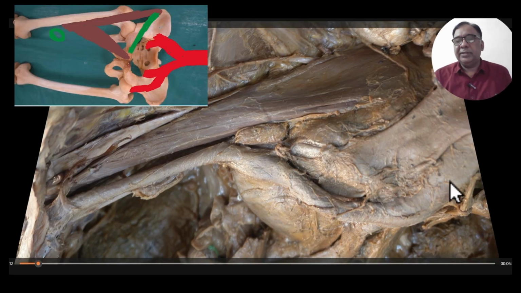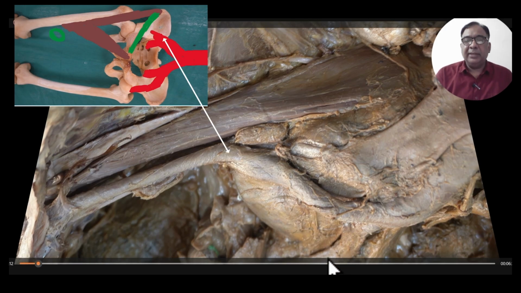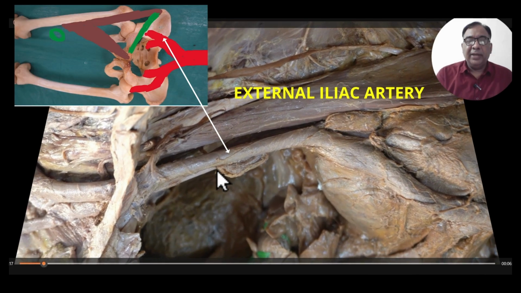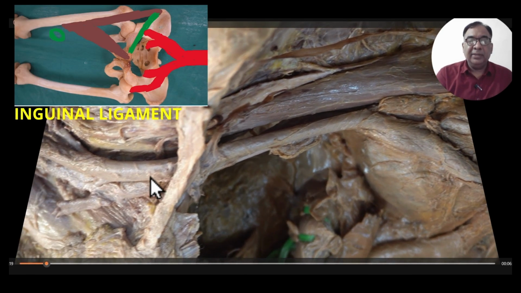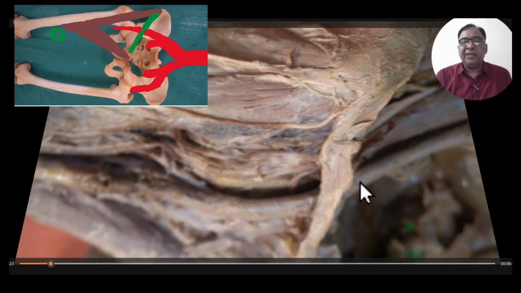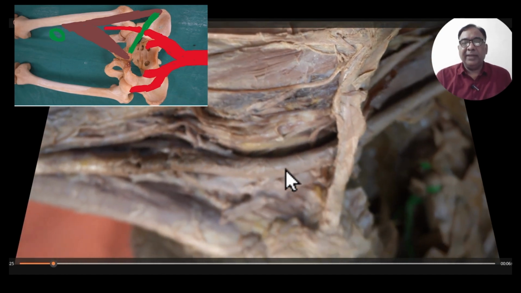In this video you can see this is right common iliac artery. It divides in two branches. This is external iliac artery and this is internal iliac artery. External iliac artery runs downward, forward and reaches the inguinal ligament. This is inguinal ligament. Laterally, it attaches at the anterior superior iliac spine and medially it attaches at the pubic tubercle. At the level of inguinal ligament, external iliac artery continues as femoral artery.